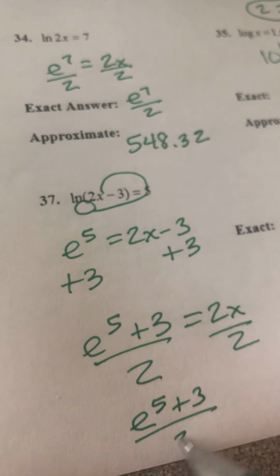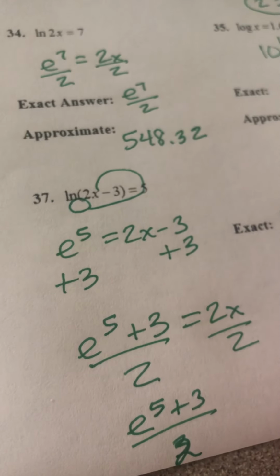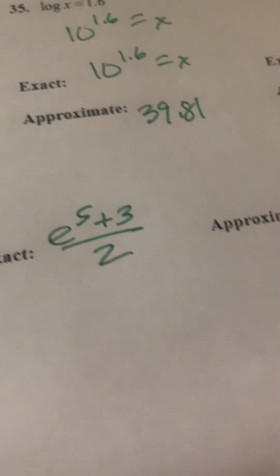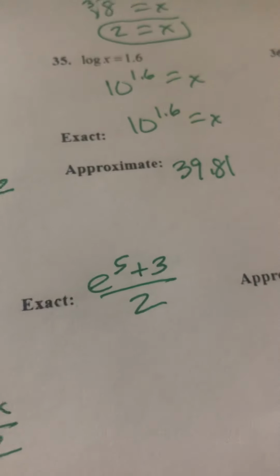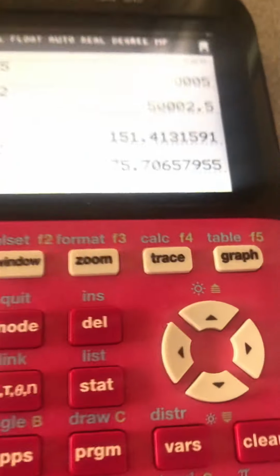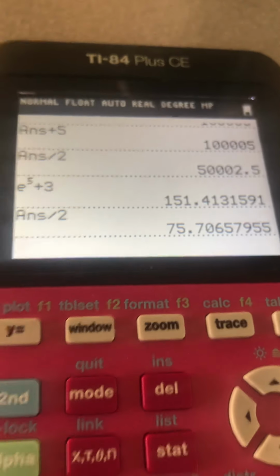So e to the 5th plus 3 divided by 2 is the exact answer. And so now punch that in your calculator, and you get 75.71 for an approximate answer.